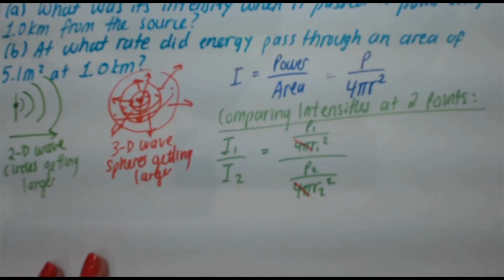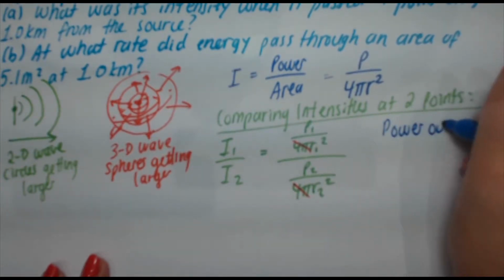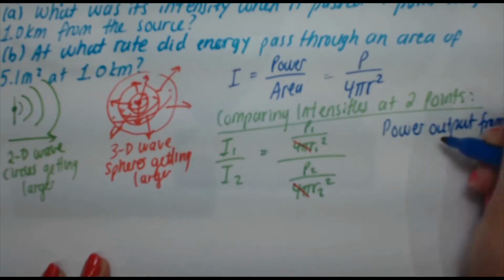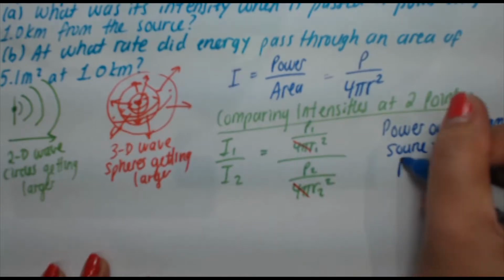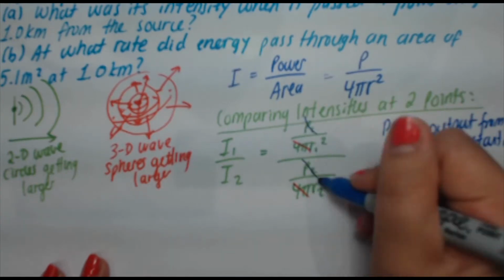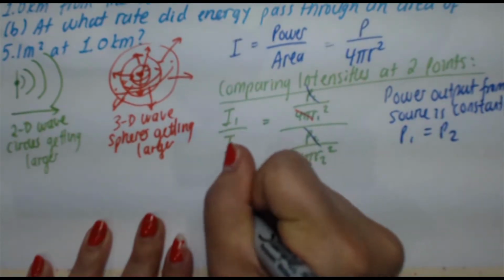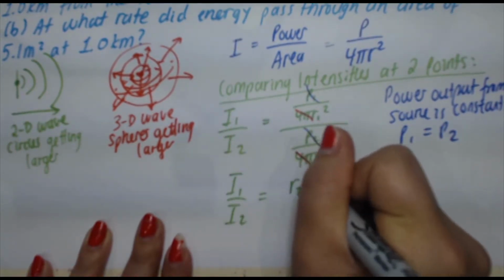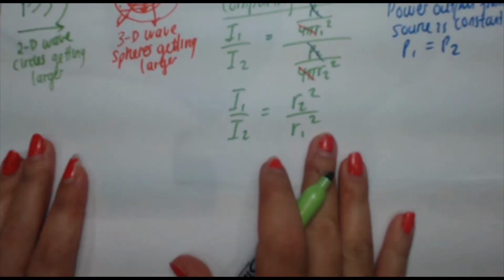The next thing is that because the source is the same, it's the earthquake, the power output from the source is constant. And because of that, we can state that P1 equals P2. So if that's the case, these also cancel. So what are we left with? Well, we're just left with this expression now. I1 over I2 is equal to R2 squared over R1 squared. And we're going to use this to solve part A. What was the intensity when it passes a point only 1 kilometer from the source? So let's just move into part A here.